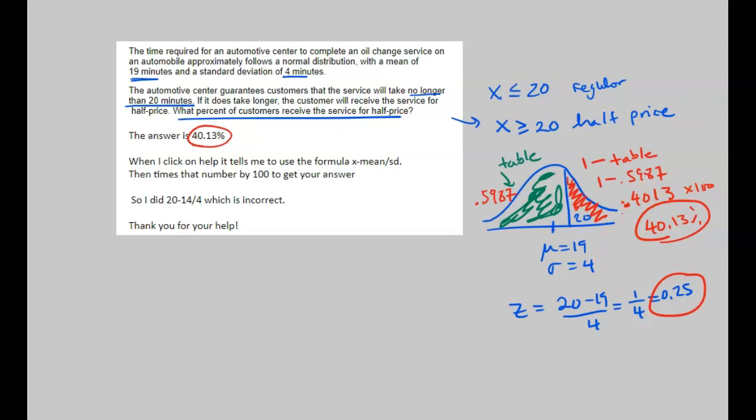So StatCrunch takes seconds to do instead of having to look at the tables. Go with what you're comfortable with, but I recommend that you start using StatCrunch a little bit because it saves you a lot of time, and you can use it during quizzes, homeworks and tests. So it will save you a lot of time. All right, that's it for me.